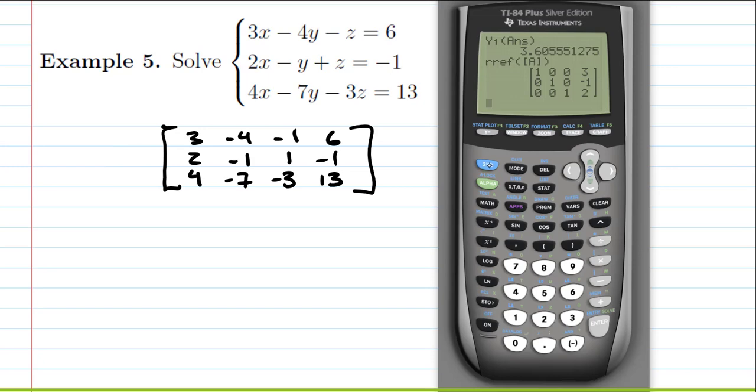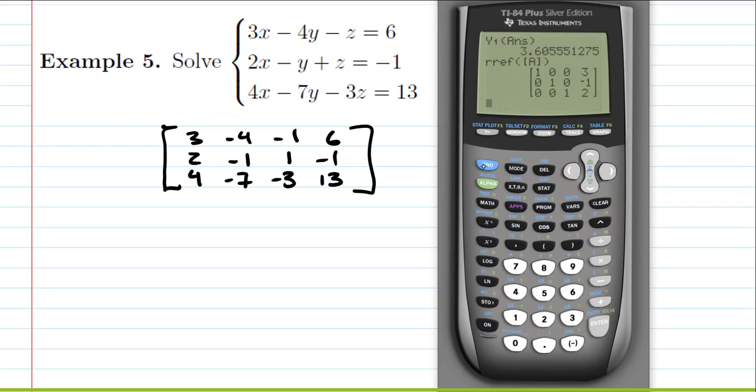Let's go back to our calculator. So we go second matrix, and we go over to edit. It's still a 3 by 4 matrix, and now we're just going to type over all of our entries. So 3, -4, -1, and 6, 2, -1, 1, and -1, 4, -7, -3, and 13. So we've got our matrix entered.